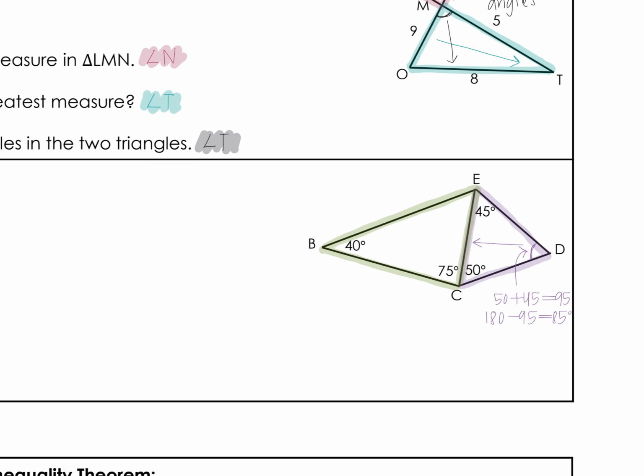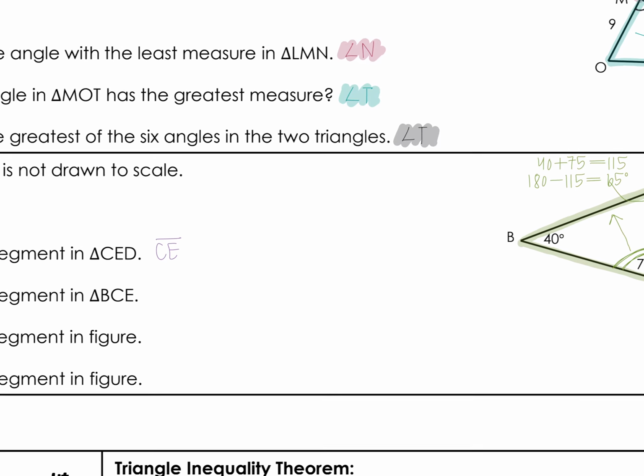And once again, just to make sure I am using the correct angle, I'm going to find my missing angle here. So I'm going to add 40 plus 75, which will give me 115. And then I'm going to subtract that from 180. And I will be left with 65 degrees. All right, so that means that my largest angle is going to be this angle here. And so my largest side is going to be that side BE.